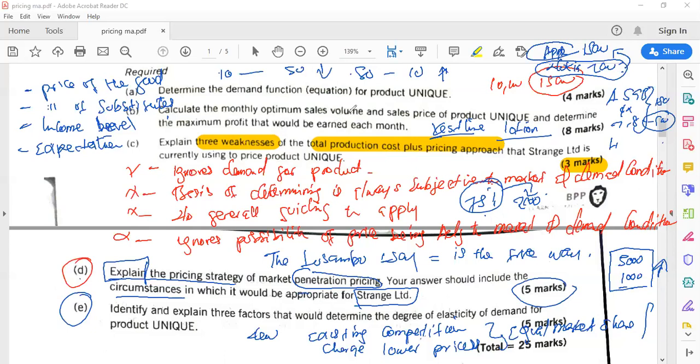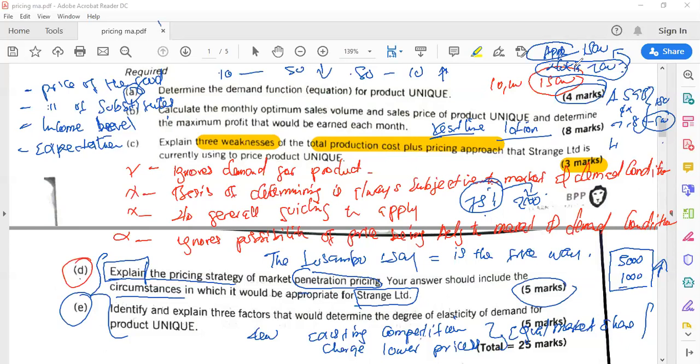So other valid points must also be accepted by the examiner, as he always indicates that he accepts any valid point made. Okay, so now we've exhausted the theory part, which basically is the free mark. Now we can go to number 1. We've been told to determine the demand function equation for product unique. 4 marks. Let's go to our working board this time.